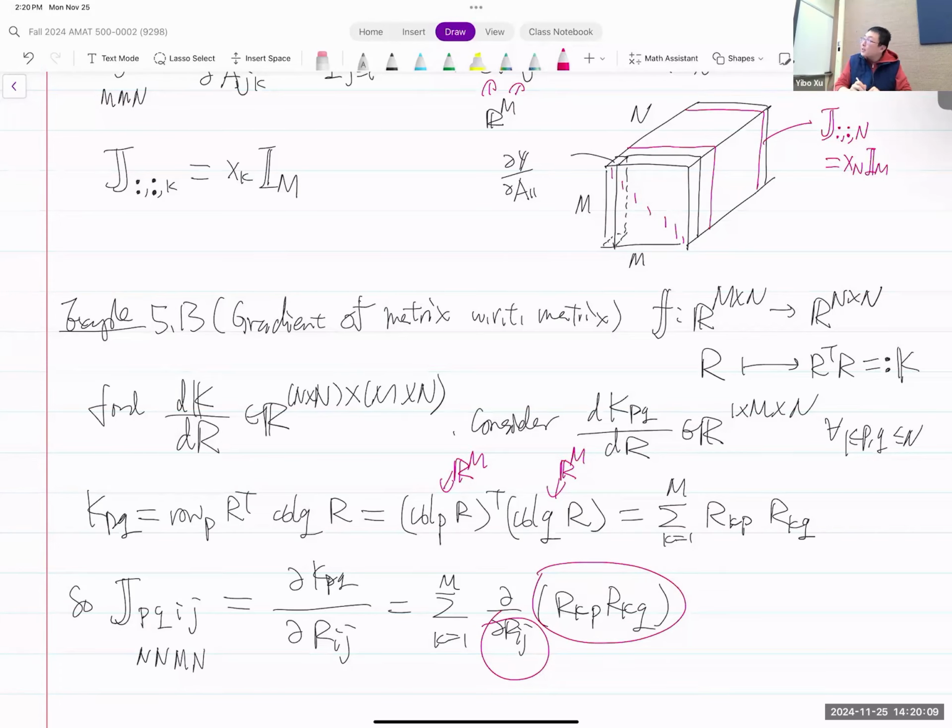If the index k is different from i, we are definitely not in the same row. R_IJ is the ith row element. So if k is different from i, say we have R_1P times R_1Q differentiated with respect to R_2J, they are not related at all, so the derivative is just 0. Only when k is i do you get something nonzero. So if you throw away those obvious zeros, it's just the partial with respect to R_IJ of R_IP times R_IQ.